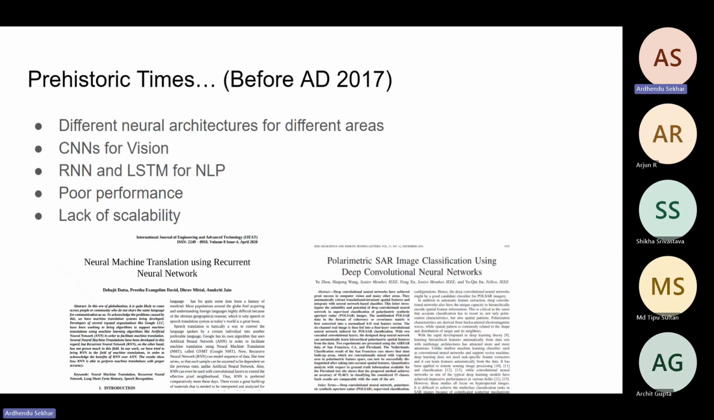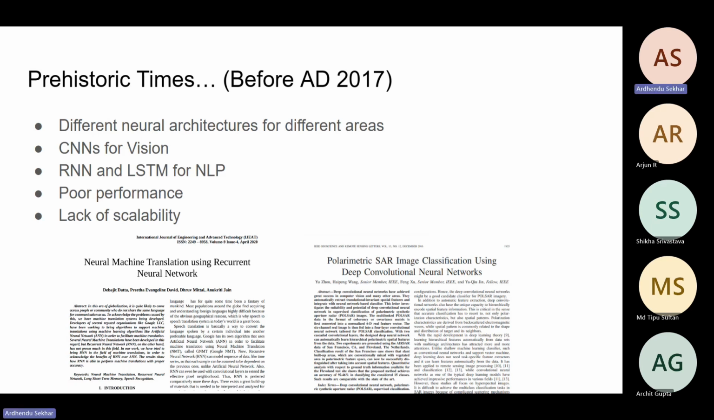So let's go to the prehistoric times. What is prehistoric? Things before 2017 is what we call prehistoric in ML. Anything from before five or six years ago is gone, it's age old times. So what happened then and what changed in 2017?